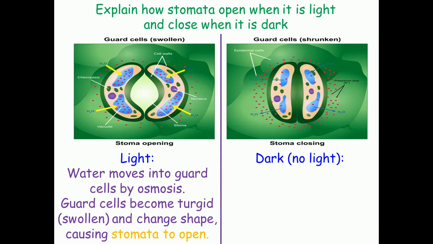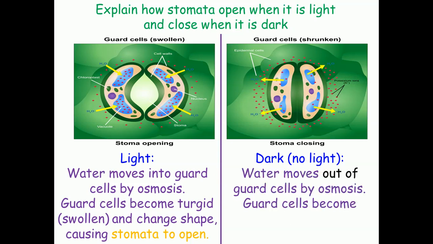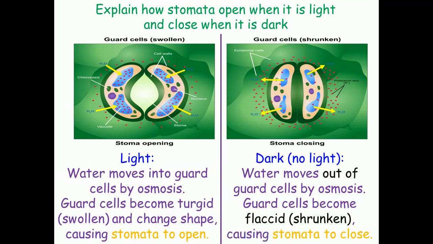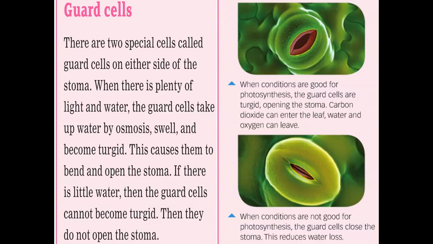During dark, when there is no light, the opposite occurs. Here, water moves out of the guard cells by osmosis. The guard cells become flaccid, in other words they shrink, and this causes the stomata to close. And here's a summary of that information.